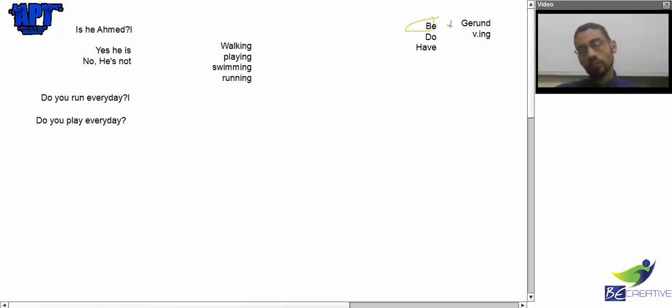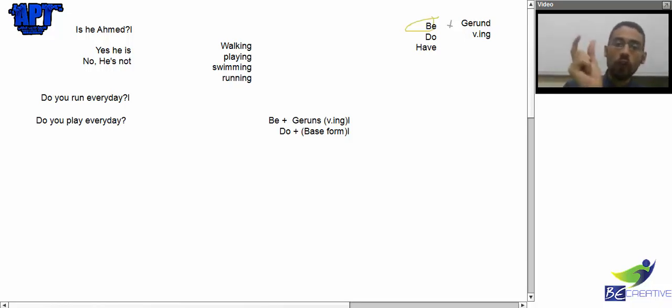think about this a little. Now, let's take this rule. Verb to be, after verb to be comes gerund, verb ing. Verb to do, after verb to do comes infinitive, which we can say is the base form. What's the base form? Like the original form of the verb, the one that comes in the infinitive.